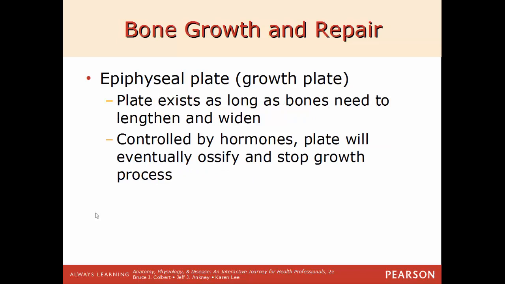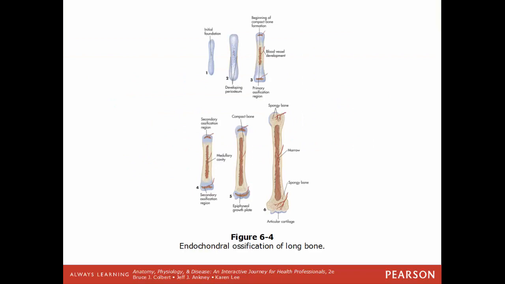This epiphyseal plate will exist as long as a bone is needed to get wider and get longer. This is a temporary type of tissue though. The epiphyseal plate will basically turn completely into bone by the time we're all in our early 20s. For women it's about 19 to 20. For males it's approximately 21. So this is something that is not there forever. And how often we grow and how quickly we grow is all controlled by various hormones, which we'll talk about in a future video.